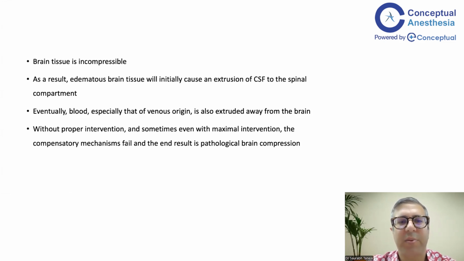An edematous brain tissue will initially cause an extrusion of CSF. When the brain parenchyma becomes edematous, it increases the space that it takes and the CSF is pushed out to the spinal compartment. Eventually, when the CSF is compromised, then the blood, especially of venous origin, is also extruded away from the brain. Without proper intervention, and sometimes even with maximal intervention, the compensatory mechanism fails and ends in pathologic brain compression.